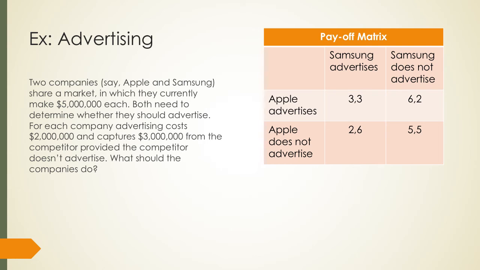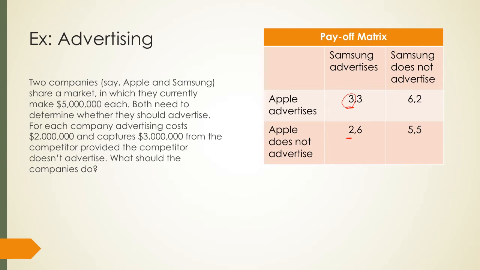We can analyze the advertising payoff matrix to look for dominant strategies. Let's suppose that Samsung chooses to advertise and Apple knows it. Then Apple can analyze its strategies to see which would benefit it more. If Apple advertises, it has a payoff of $3 million. Whereas if it doesn't, it only has a payoff of $2 million. The better option is to advertise.